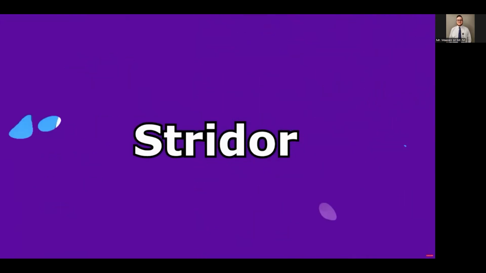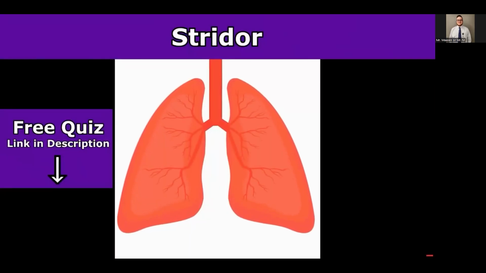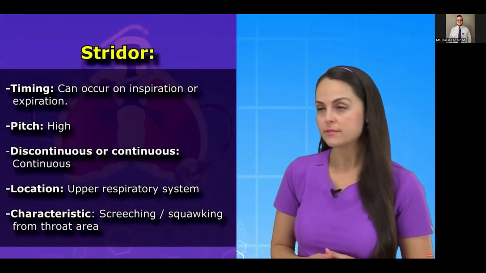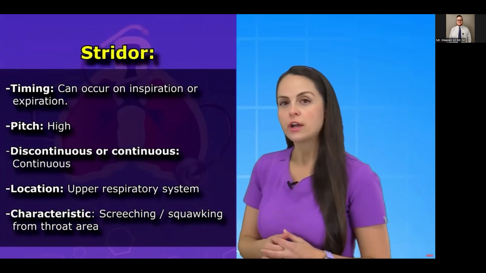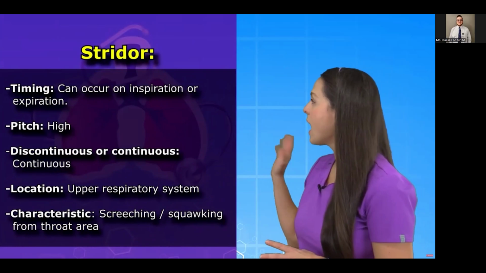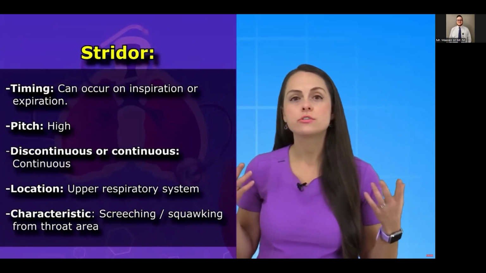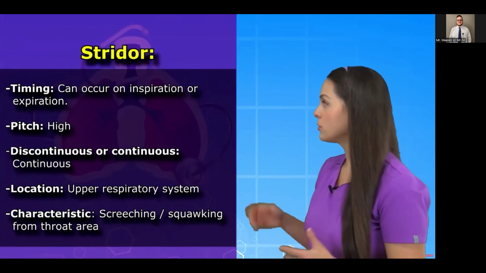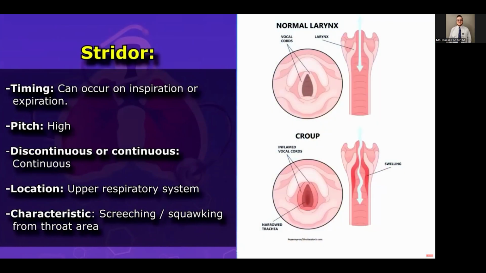Next is stridor. So let's listen to some audio of what stridor may sound like. Now, how do you know that you're hearing stridor? Well, you want to pay attention to a few things. First thing is timing. Stridor can be heard on inspiration or expiration, and it's going to have a high pitch. In addition, it's going to be continuous and located mainly in the upper respiratory system, like the trachea/throat area.